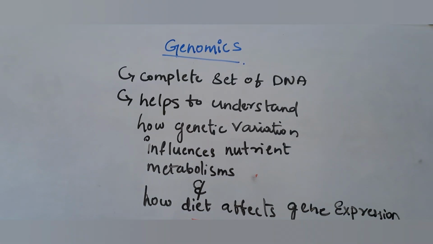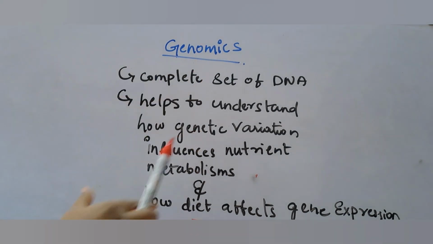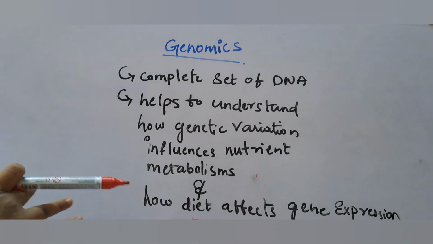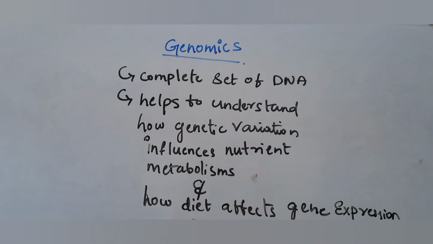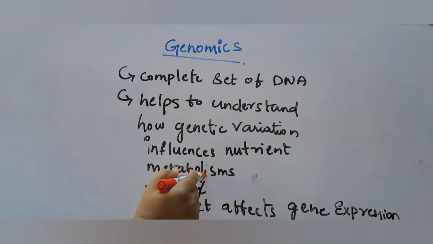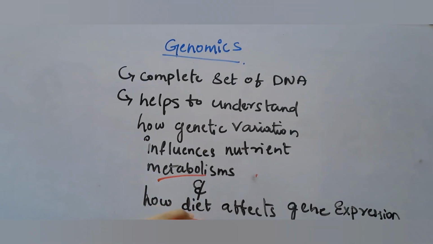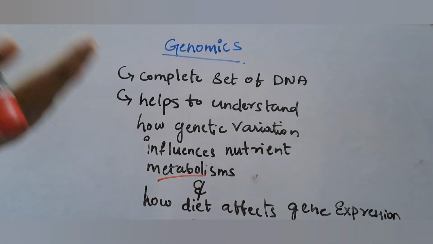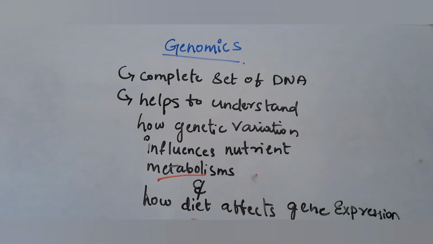So that is genomics, where the whole set of DNA is analyzed or examined, which helps to understand how genetic variation is influencing nutrient metabolism and how diet is affecting the genetic expressions. As I said, it helps to identify genetic variations, right?